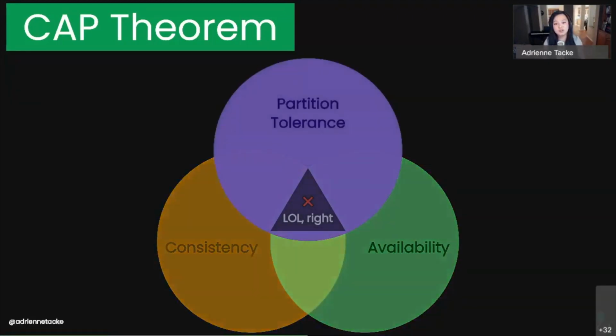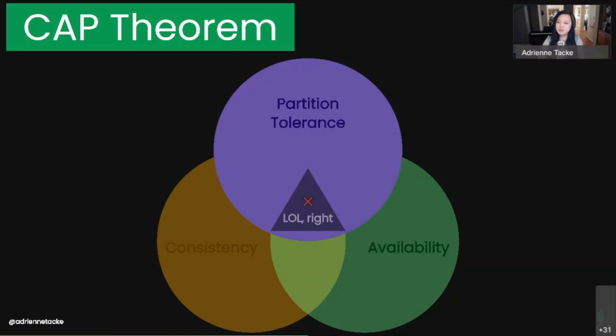We must tolerate partitions in a distributed system. So this is why I say partition tolerance is an automatic choice. It's not left to us. If we're going to work with distributed systems, it is chosen by default for us.